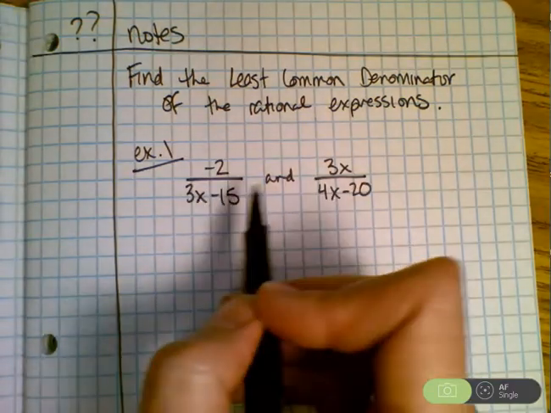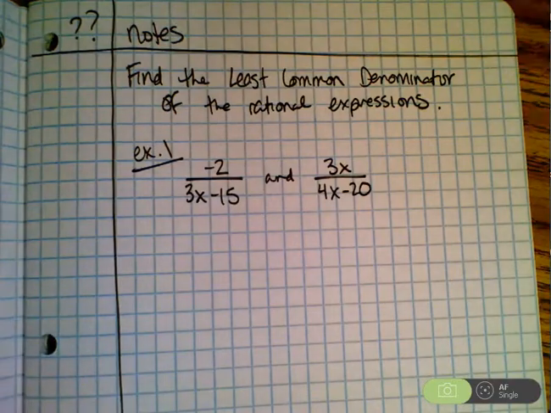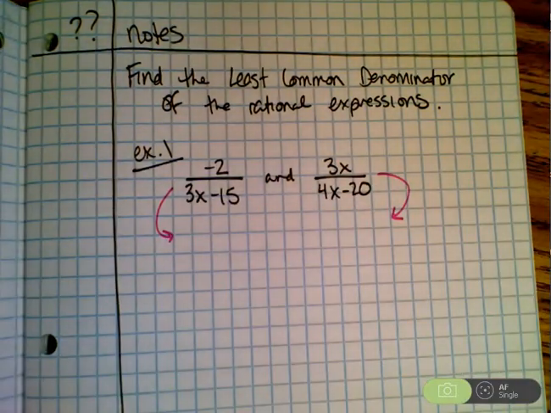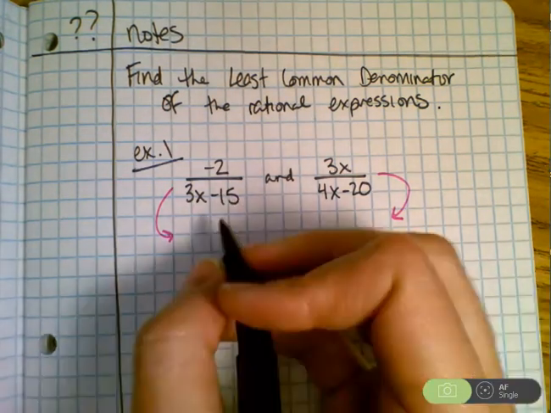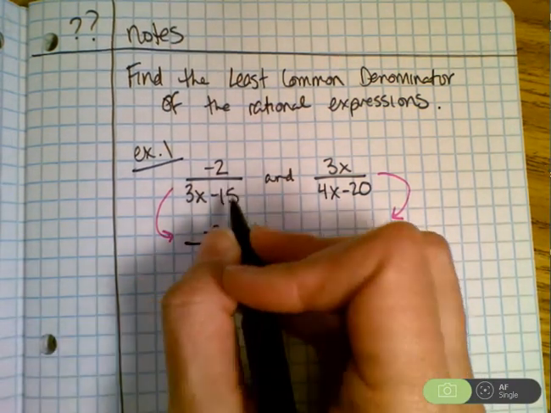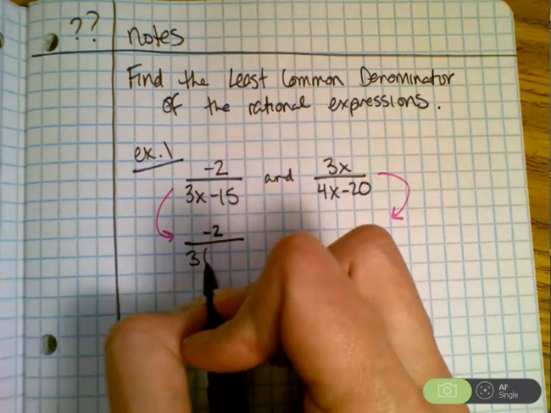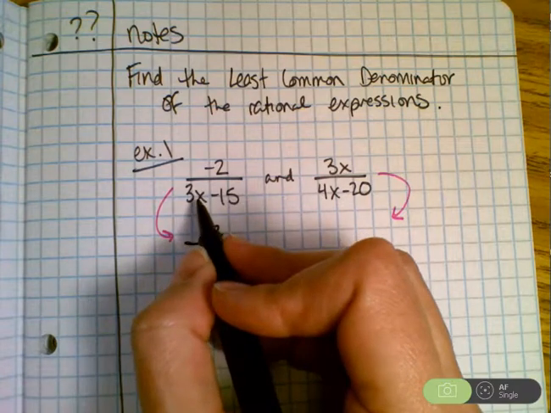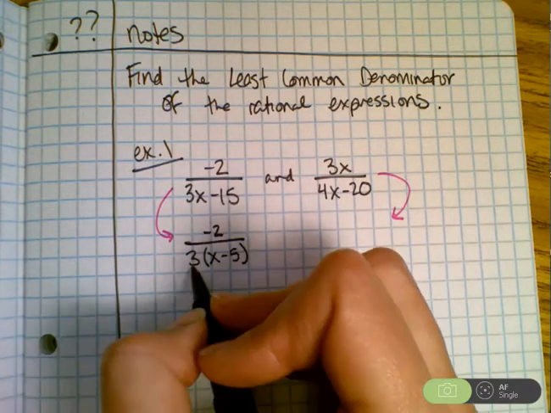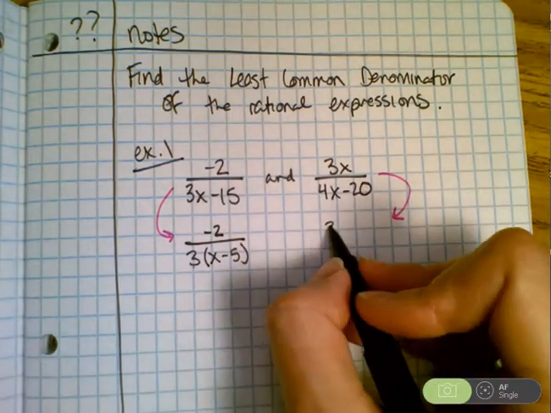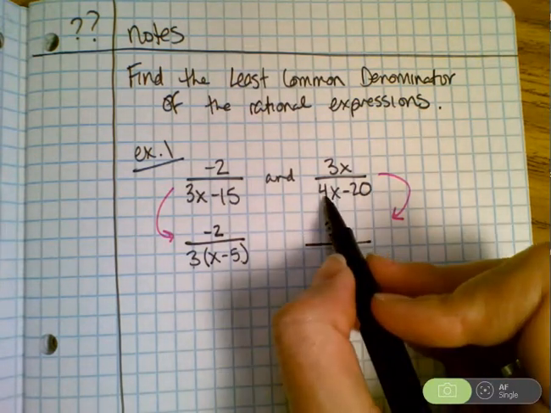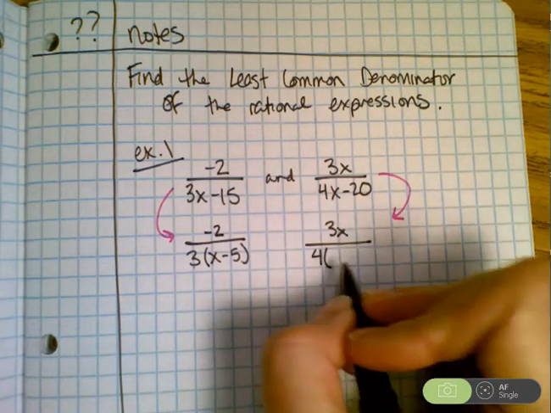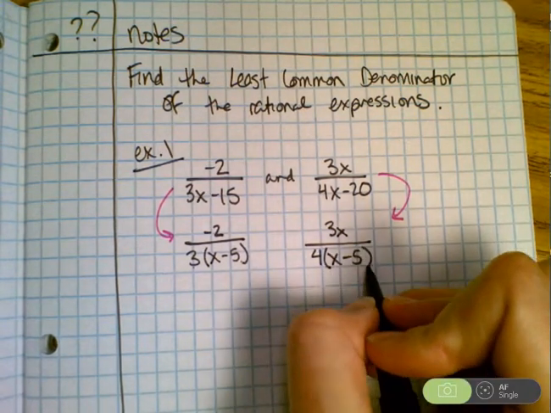So what we want to do is think about factoring each of these. So when I look at this one, on the left, 3x and 15, well, we did one like that already. There's nothing on top that comes out, but I can take out a 3, and I get x minus 5, because 3x divided by 3 is x, and 15 divided by 3 is 5. Over here, I get a 3x on top, and then on the bottom, 4x minus 20. So both of those have a factor of 4 in them, and an x minus 5.